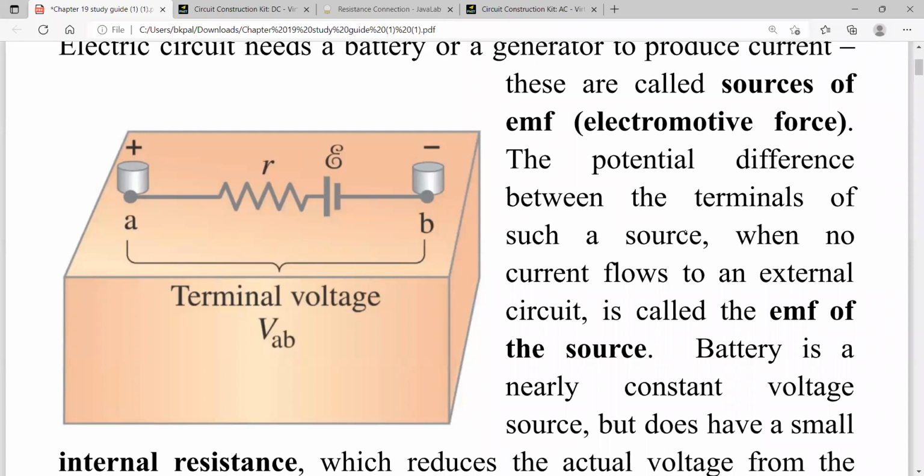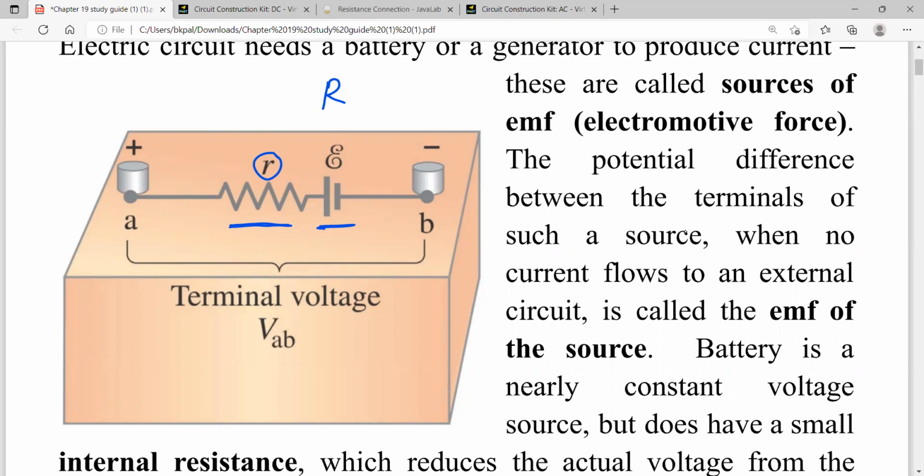So you see that this is the internal resistance. If I draw a schematic diagram of a real battery, instead of just this one, we have this component also, an internal resistance. And for internal resistance, we use this symbol, small r. Remember that normally for resistance, we use capital R. For internal resistance, we use small r.